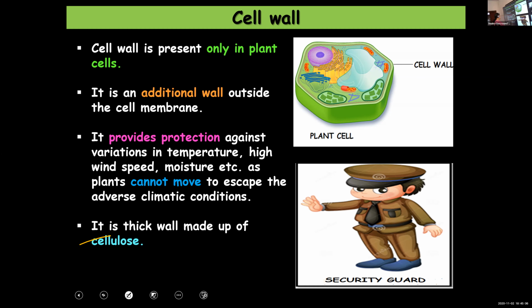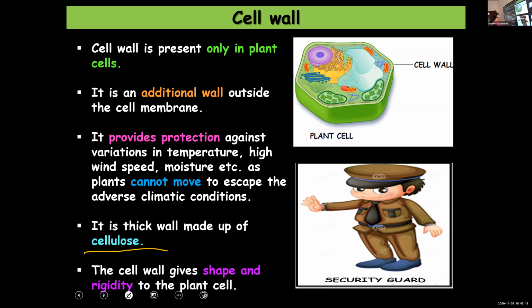It is a thick wall, and it is made up of a substance known as cellulose. And the function of cell wall is that it gives shape and rigidity, stiffness to the plant cell. So got the points? One by one, we will check the points again.